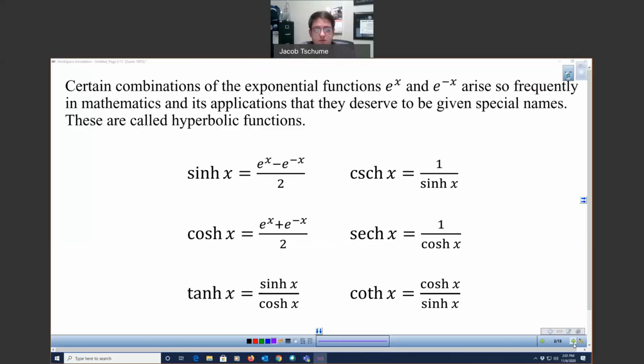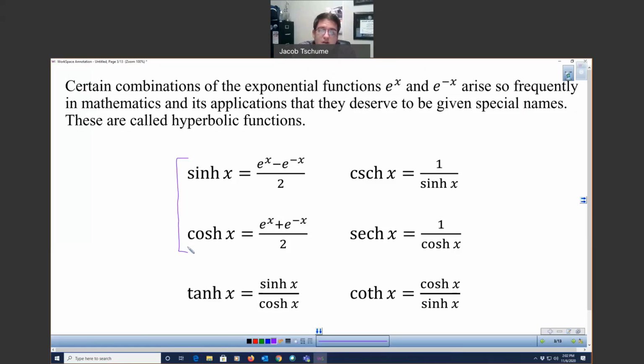So first thing I want to do is define what these are. There are certain combinations of the exponential functions, e to the x and e to the negative x, that you saw in Cal 1. They arise so frequently in certain math classes that it deserves getting a special name. These are called the hyperbolic trig functions. There are actually 6 of them, but really there's only 2 that I'm going to need you to learn explicitly, and that's these first 2 right here. That is hyperbolic sine and hyperbolic cosine.